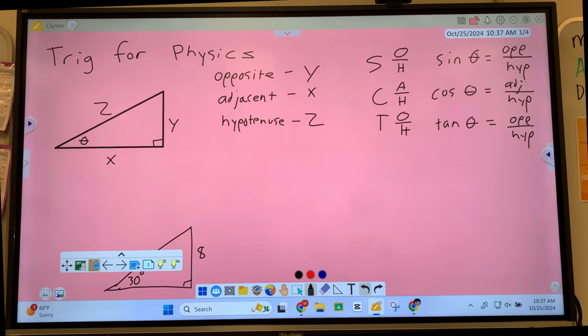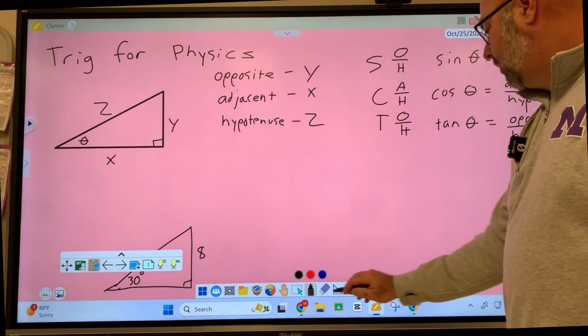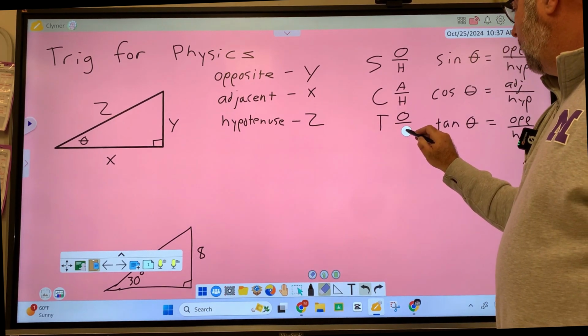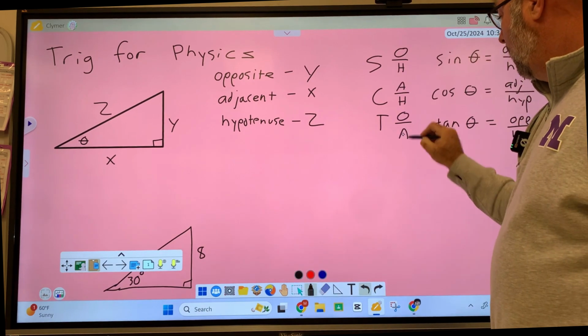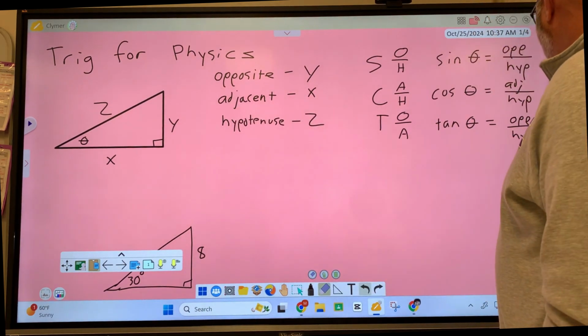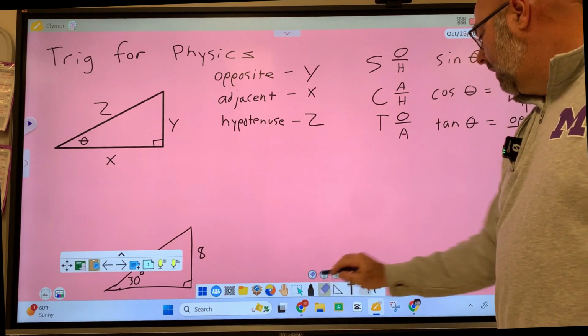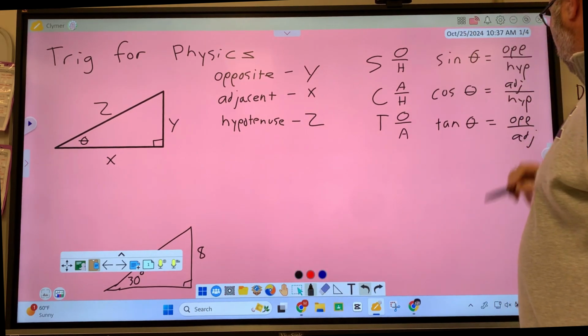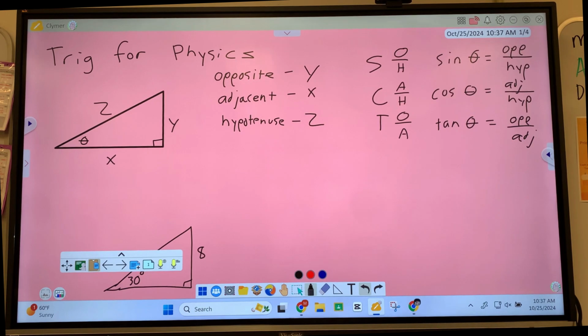How are tan and sin the same thing? There shouldn't be, you're right. That's what I was going to say. SOHCAHTOA. Sorry, erase that. SOHCAHTOA. Tan is opposite over adjacent. Yes, they should not be the same.